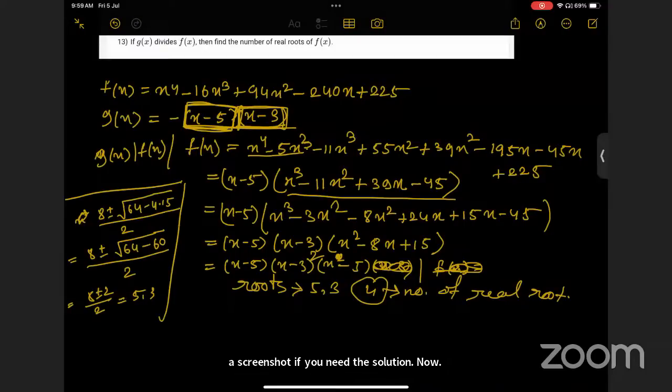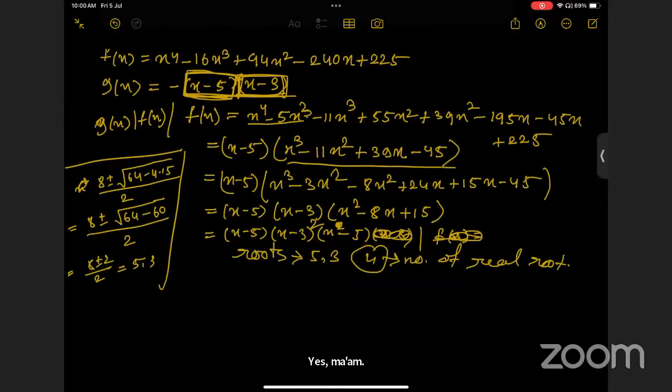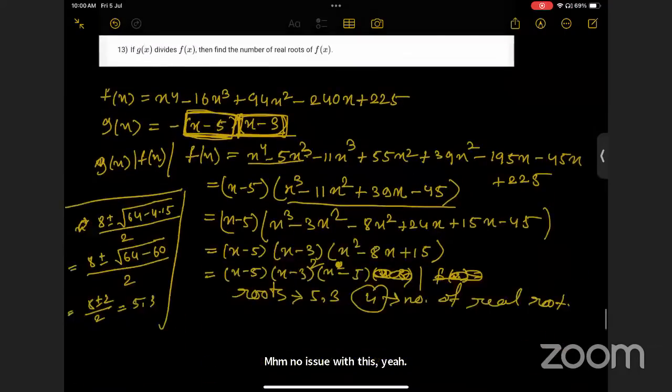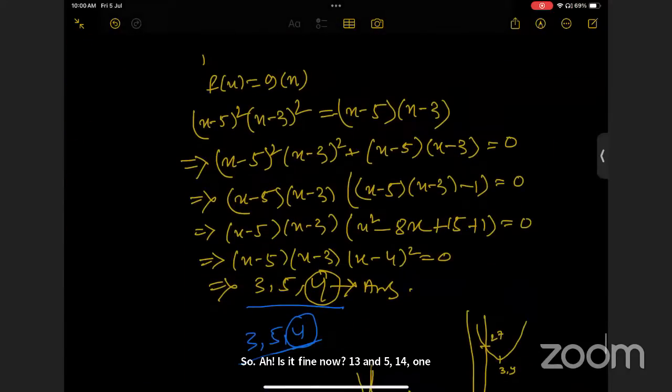Ma'am, we can also divide it by g(x), yes? We can also divide it by g(x) and we got the answer x squared minus 8x plus 15. Yes, ma'am, you can also do that. No issue with this. So is it fine now? 13 and 14 done? Yes, ma'am.